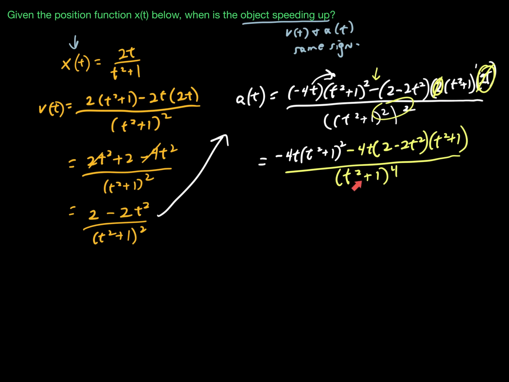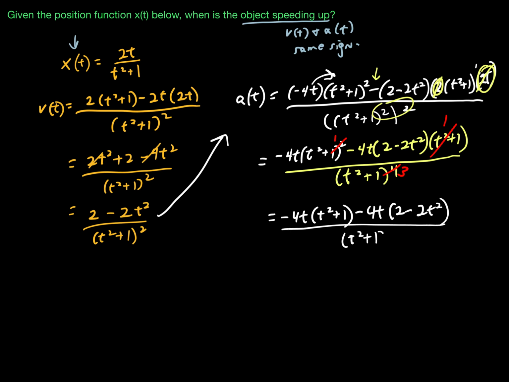if you notice something here, your life becomes a lot easier. This term and this term and this term, they all have a common factor. They have a t squared plus 1. So what I can do is cancel one of them out here, one of them out here. If I cancel 1 out here, I'm going to be left with 3. And I'm going to cancel 1 out here, which is going to leave me with 1. And what that's going to give us is this, negative 4t. This is just t squared plus 1 by itself to the first power. Here's my negative 4t, and I only have this. And it's all over t squared plus 1 cubed.